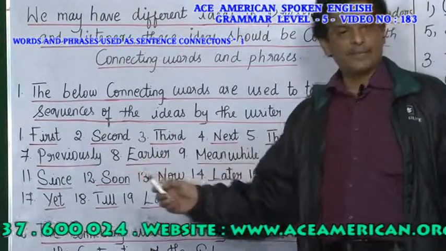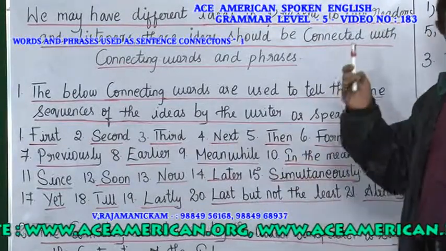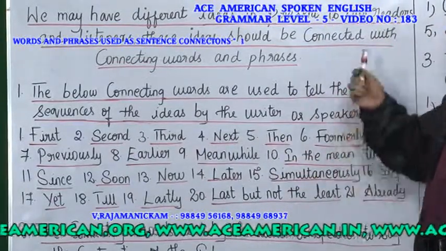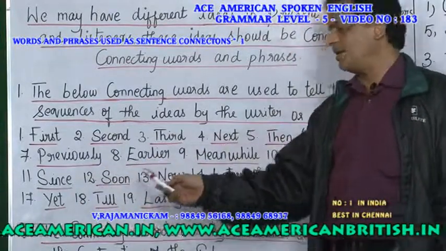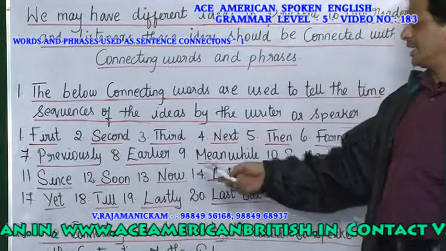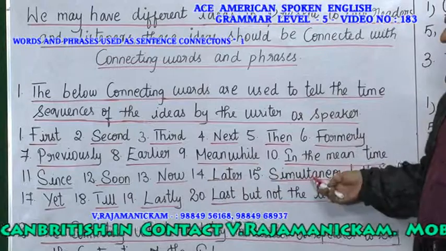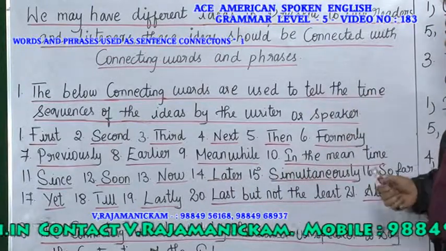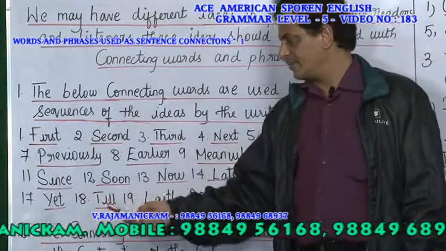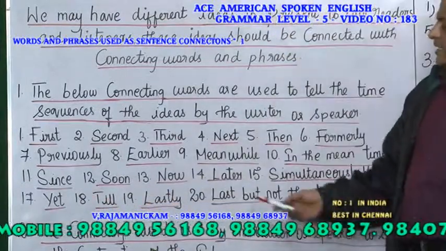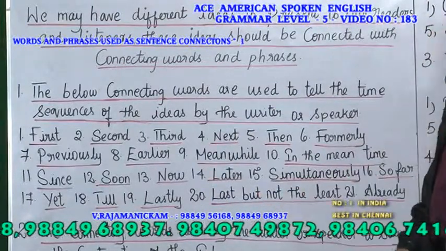Number 6, formerly. Number 7, previously. Number 8, earlier. Number 9, meanwhile. Number 10, in the meantime. Number 11, since. Number 12, soon. Number 13, now. Number 14, later. Number 15, simultaneously. Number 16, so far. Number 17, yet. Number 18, till. Number 19, lastly. Number 20, last but not the least.